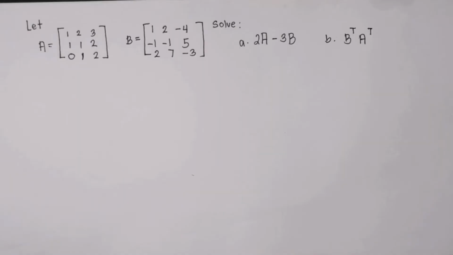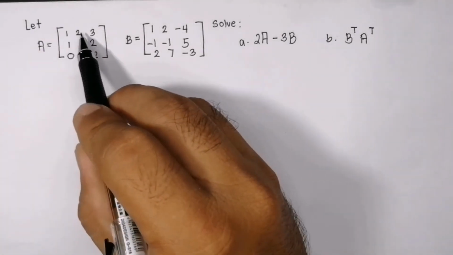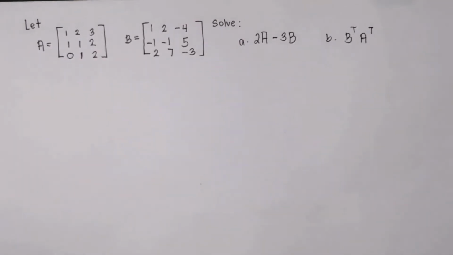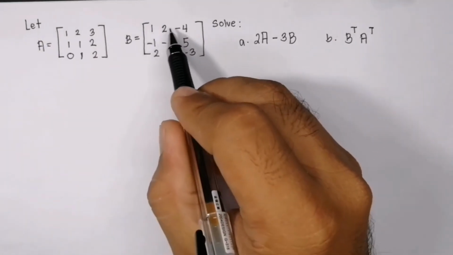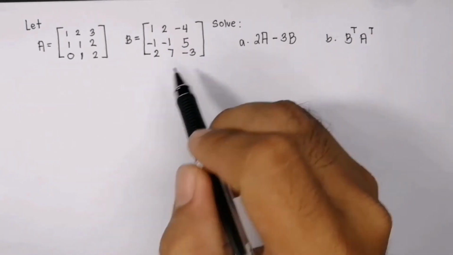Here we're going to learn how to solve problems involving matrices. So let us have the problem. Let matrix A have the values of 1, 2, 3, 1, 1, 2, 0, 1, 2, while matrix B has the values of 1, 2, negative 4, negative 1, negative 1, 5, 2, 7, negative 3.